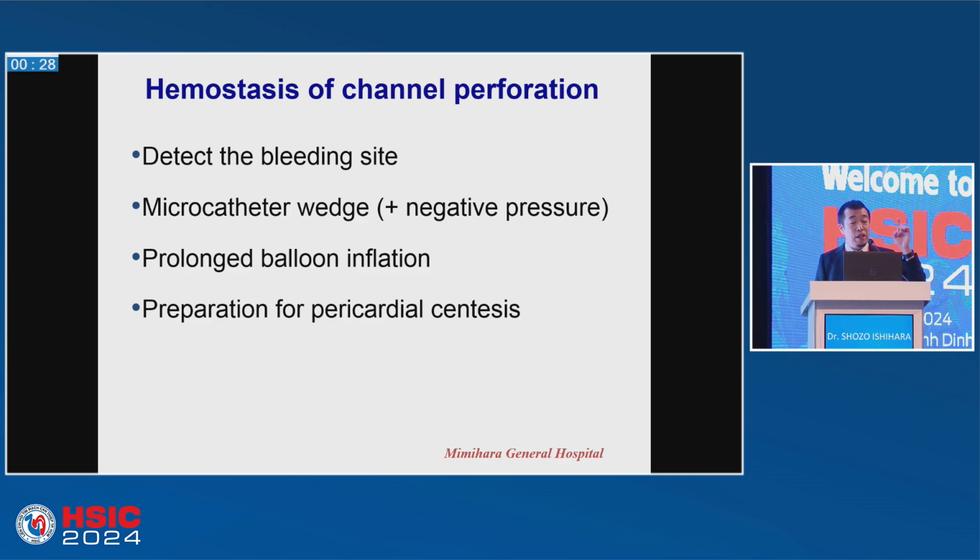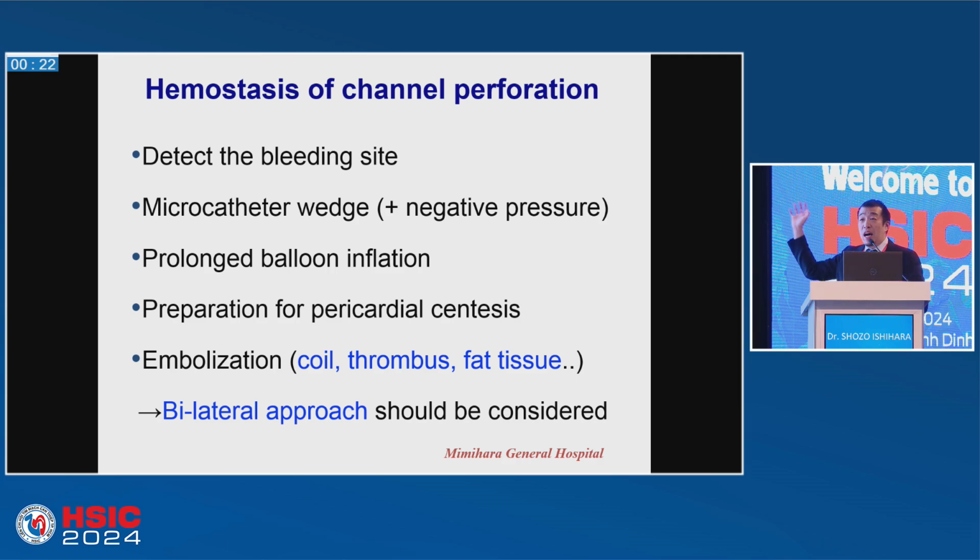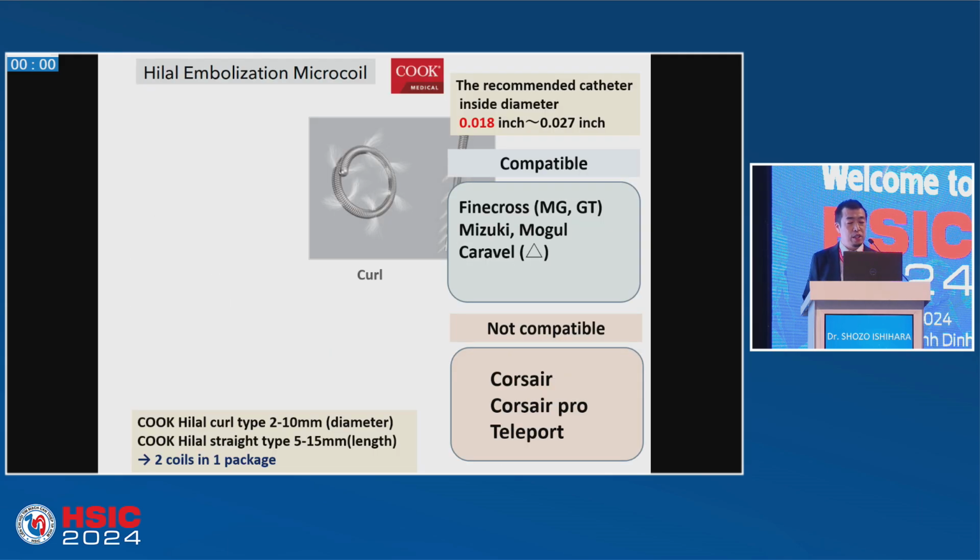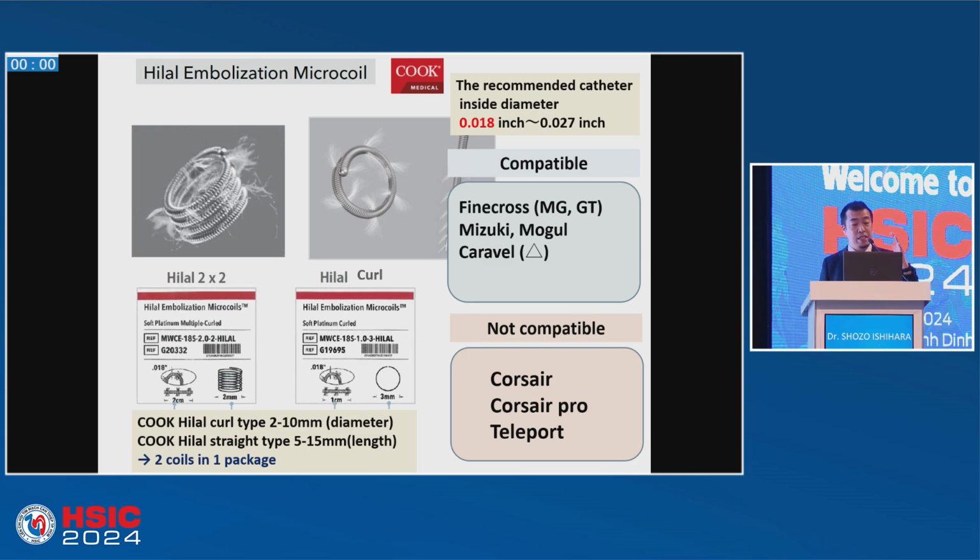And if we need it, we do pericardiocentesis. Another option is embolization. We should know coil, thrombus, and fat tissue, so we should prepare this kind of embolization technique. And bilateral embolization, front side and also back side, should be considered when we face channel perforation. So this is a coil, and we should just prepare it just in case.